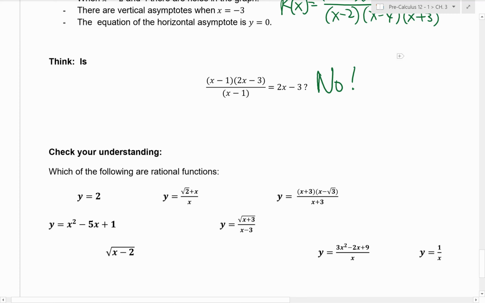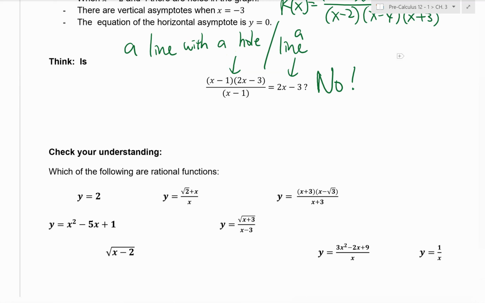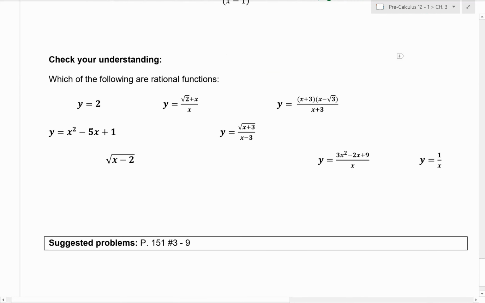And the only thing that's different between these two is that in this, when you graph it, you actually end up with a hole. In this, you don't. This is just a straight line. So this is a line on the left. This is a line with a hole. Okay, this is just a line, and this is just a line. Okay, so they are different. Not exactly the same, almost the same, but not exactly the same, okay? So be careful.